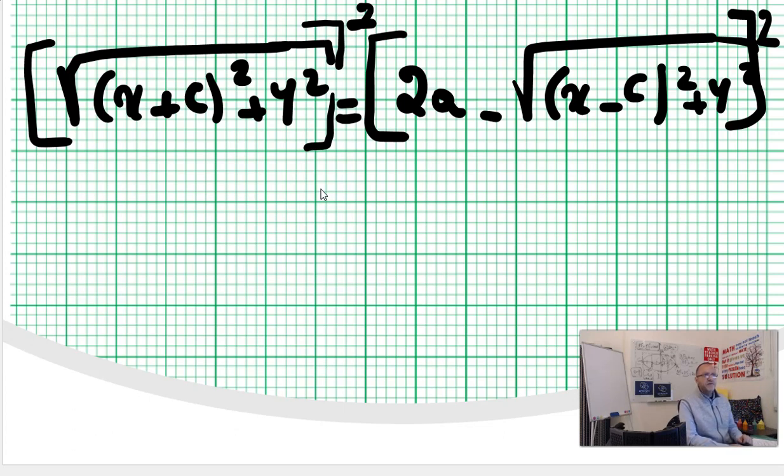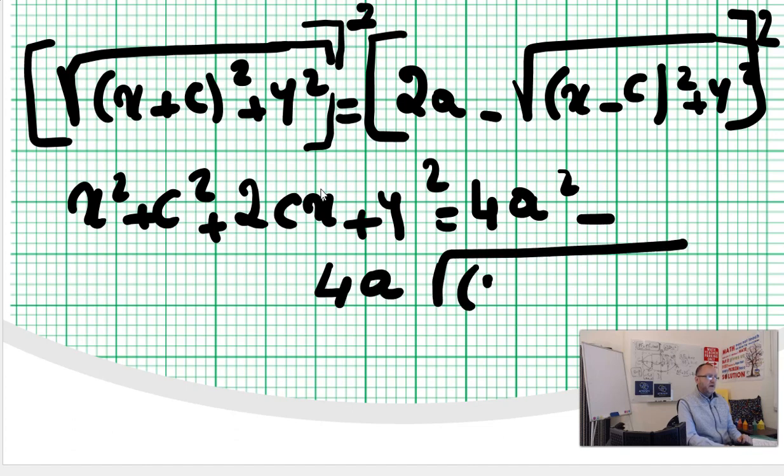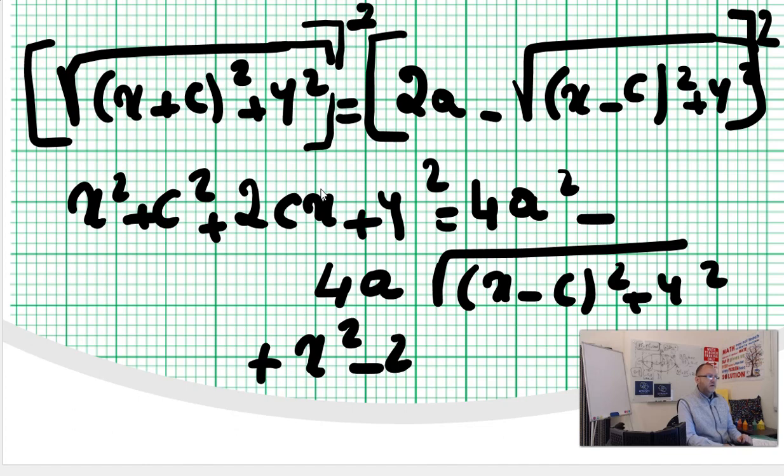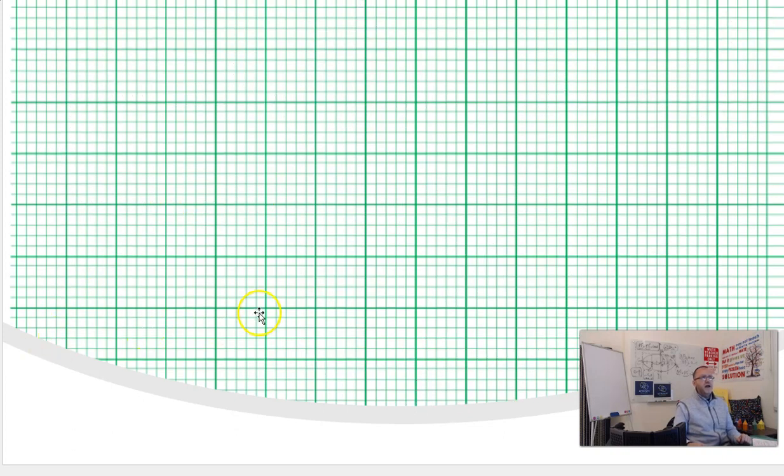Now, if I want to get this out, what do I get? I get x squared plus c squared plus 2cx. I did that so I can get rid of that square root, plus y squared equals what? 2a squared equals what? 4a squared minus 4a times the square root, right? (x minus c) squared plus y squared, plus this one squared, x squared minus 2cx plus c squared and plus y squared. Okay, I got it right, I believe. Yes. Now, I expanded it.